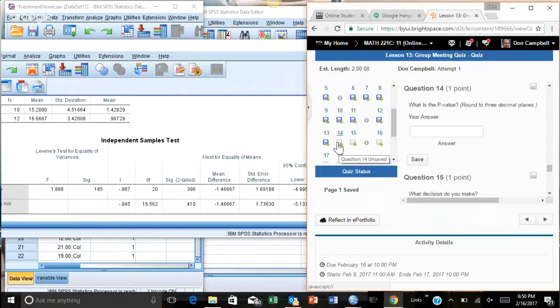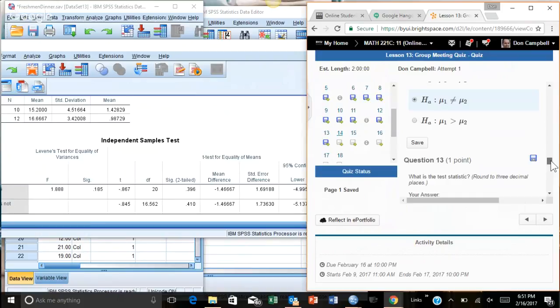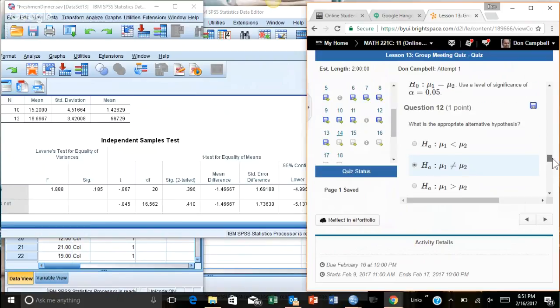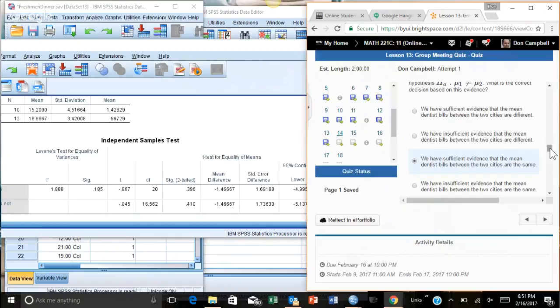Oh, shoot, I'm not writing down the answers. So, yeah, how you doing? Negative 0.845. I'm recording all of our answers. Cool.